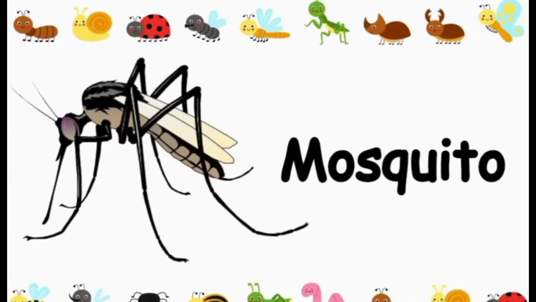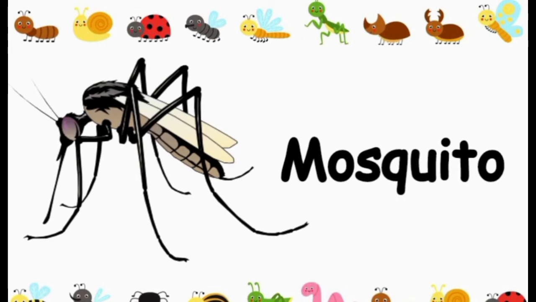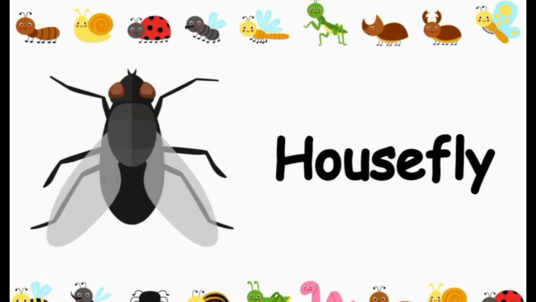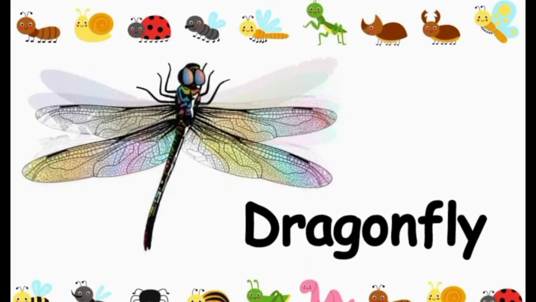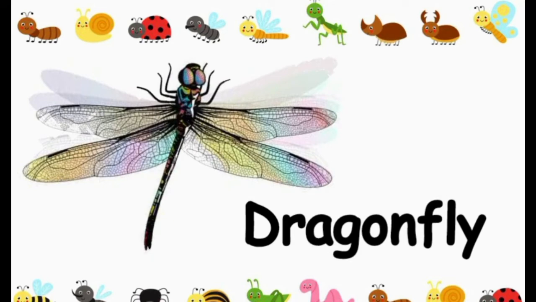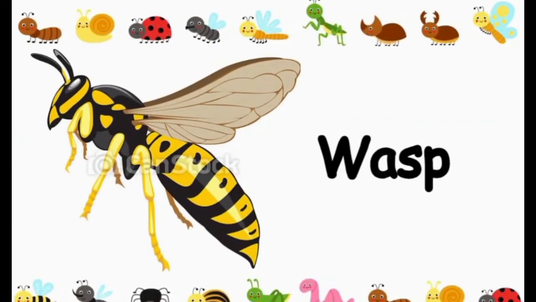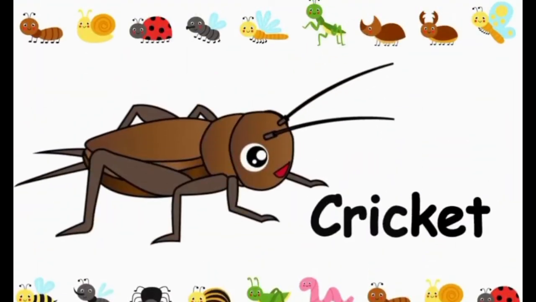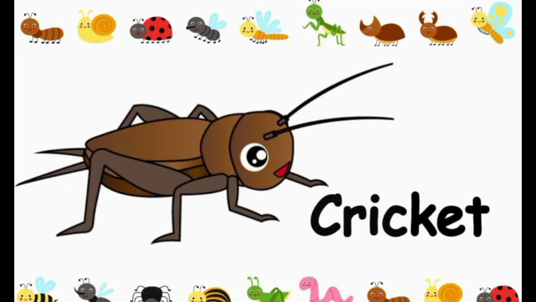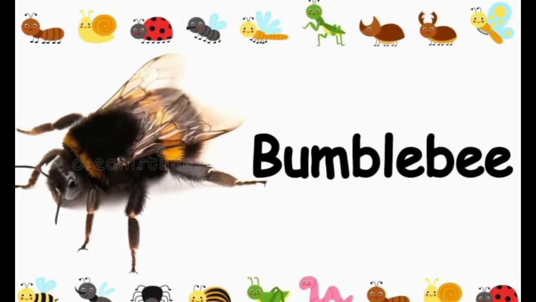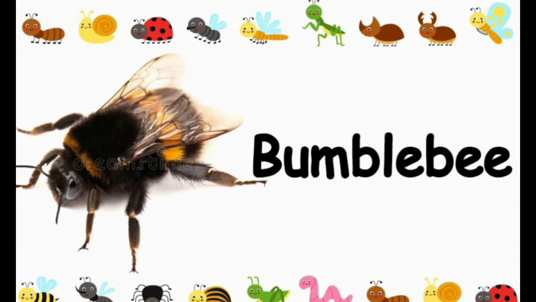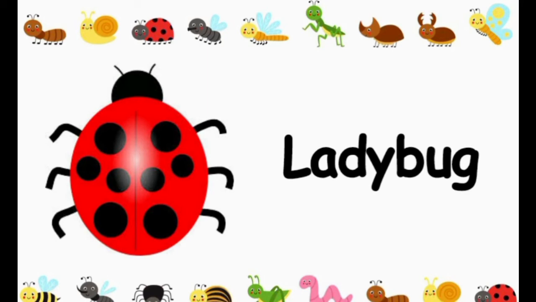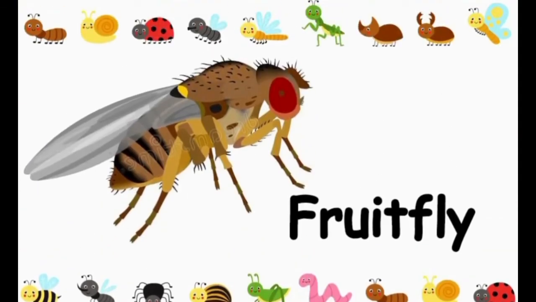It's dangerous mosquito. It's housefly. And it's dragonfly. And it's a wasp. And this one is cricket. It's bumblebee. And all kids' favorite ladybug.